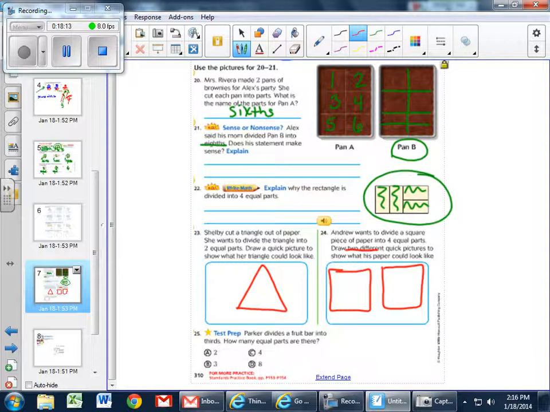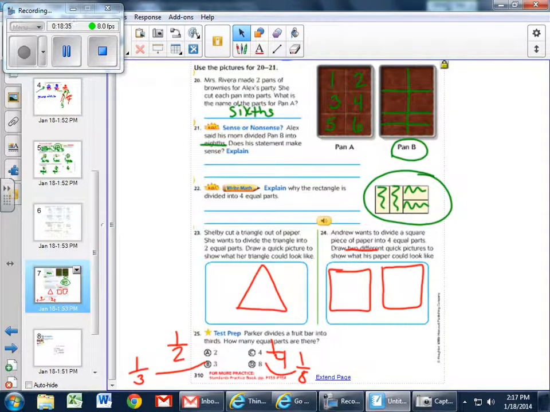Number 25. Parker divides a fruit bar into thirds. How many equal parts are there? Well, we know that 2 means he's cut it in half. We know that 4 means it's fourths. 8 means it's eighths. So 3 means third. Which one of those answers the question? Parker divides a fruit bar into thirds. How many equal parts are there? Remember, your denominator tells you the total number of equal parts.